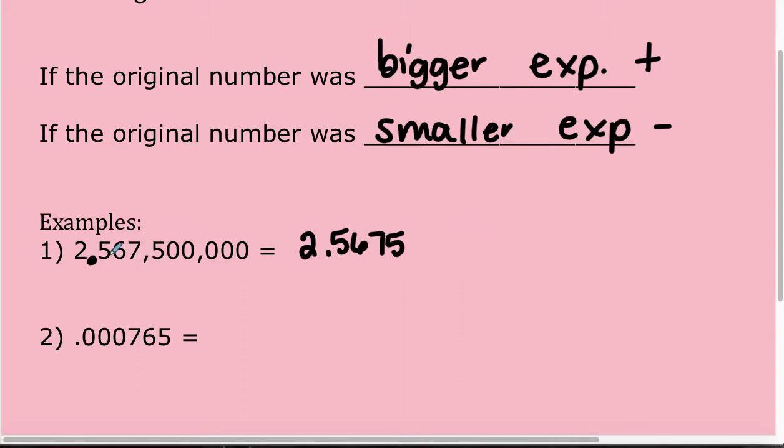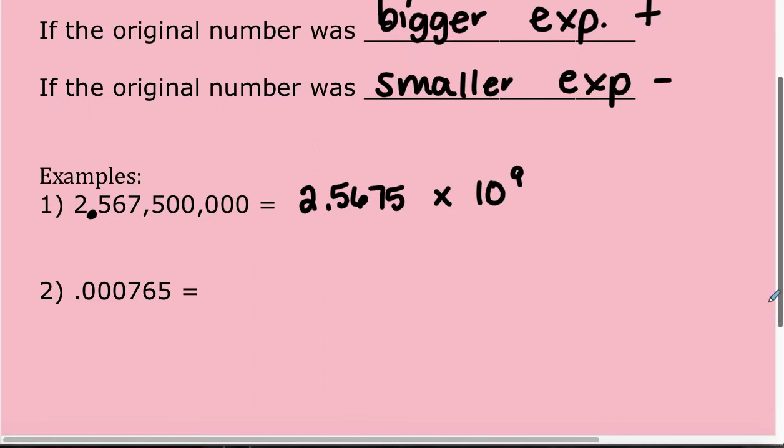Then I count the decimal places and the zeros that I have. And so I have 1, 2, 3, 4, 5, 6, 7, 8, 9. So to the right of the decimal, I have 9 places, so that would be 10 to the 9 power. Same thing if it's a decimal and not a big number, we want to make it smaller. I just know that means my exponent's going to be negative.